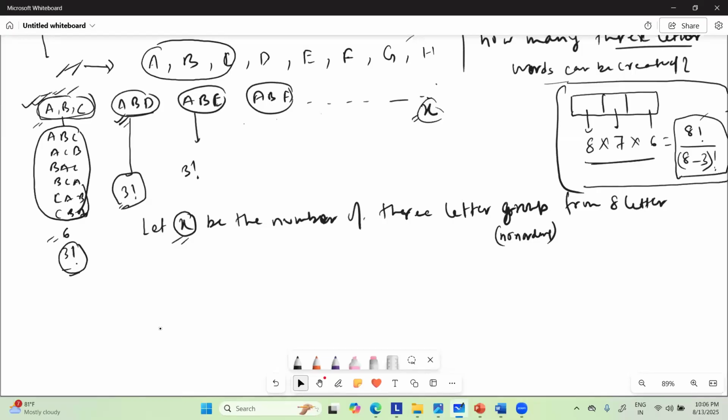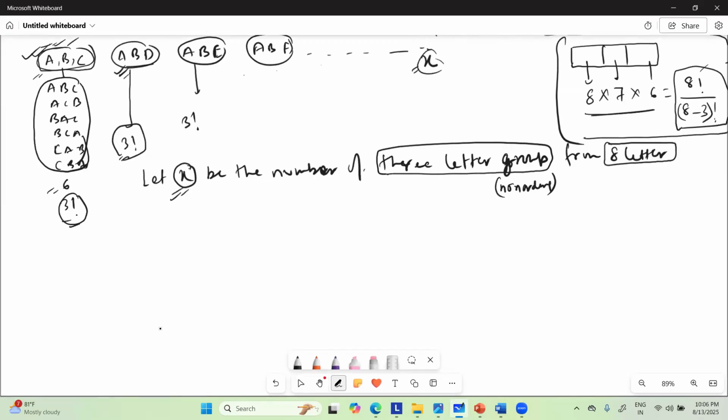And I was just explaining that x is a 3-letter group from 8 letters. So let's forget the child. Now we know that if you would have known the number of groups x, then I could have simply multiplied by 3 factorial, because every group is giving you 3 factorial words, to get the same value which we were getting through this formula.